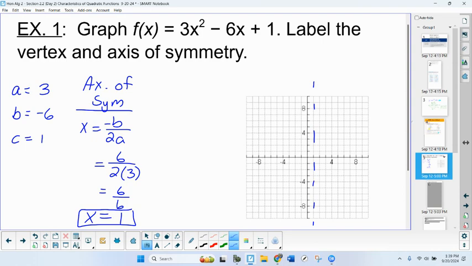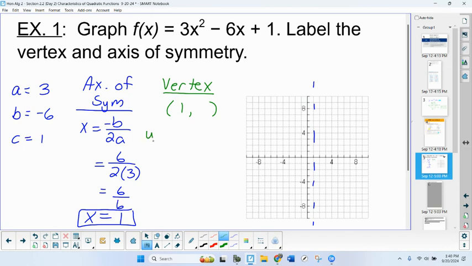All right, now we've got to find the vertex. So this one, Gavin, what's another way to say f of x equals? Isn't that the same thing as y? Okay, so this is the same thing as y equals. So let's think about this. My vertex, we know the x-coordinate, it's what? 1. We just have to find y.